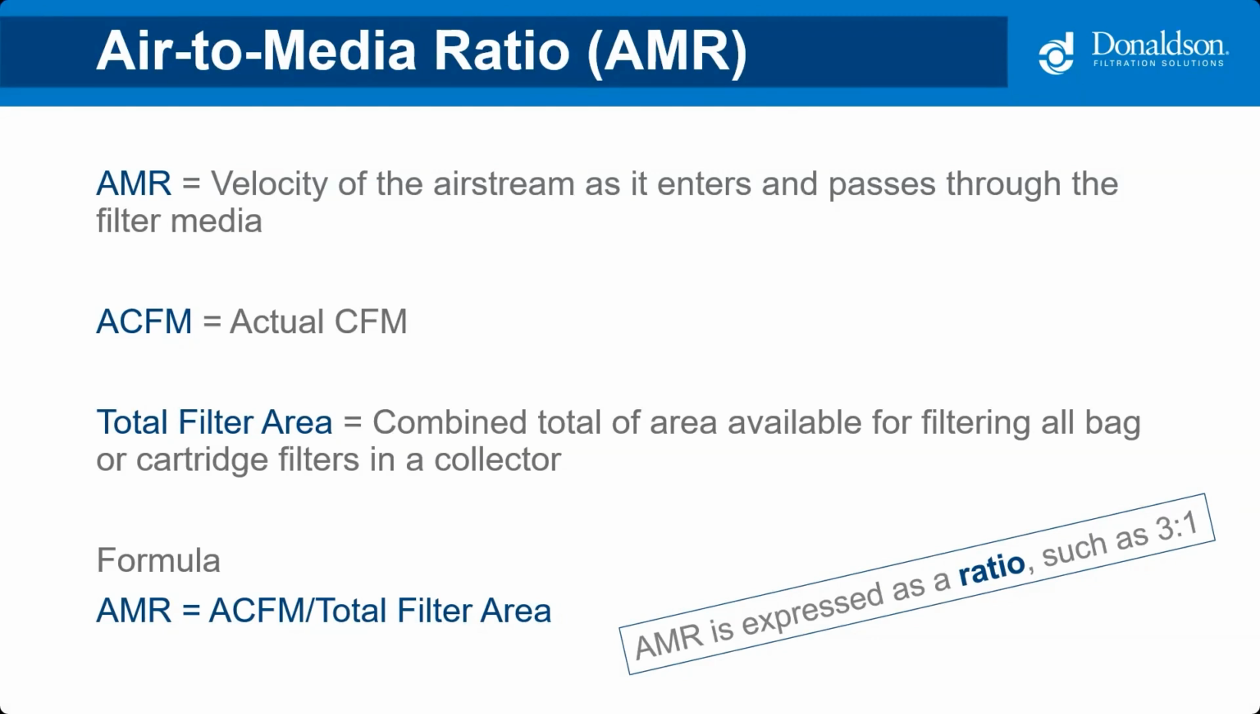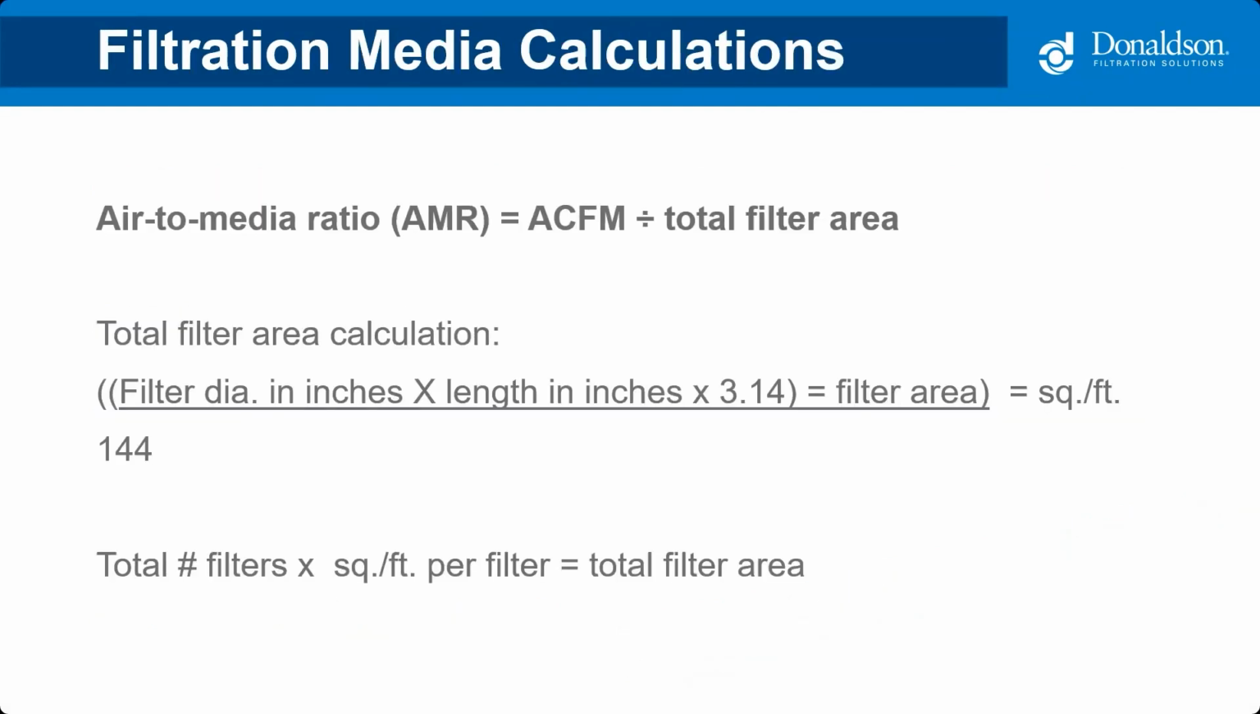And so AMR is your actual airflow versus the amount of cloth area. How you factor that is you figure out the amount of cloth that you have in your dust collector and then take your ACFM and divide by that. So how do you figure out how much cloth area you have? That's a great question. Let me explain.